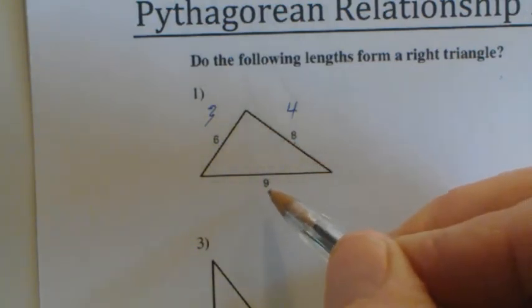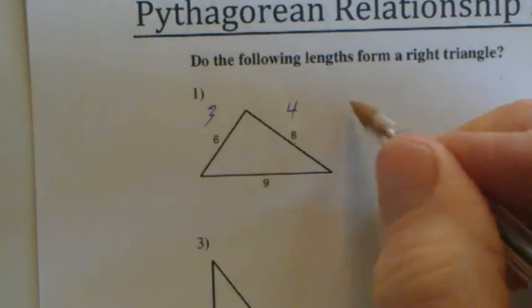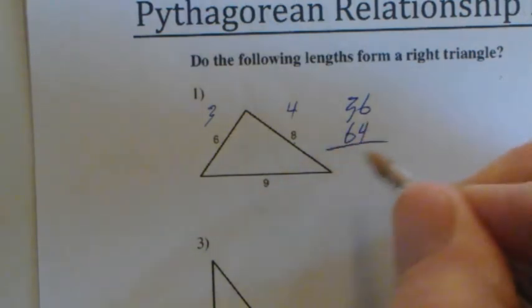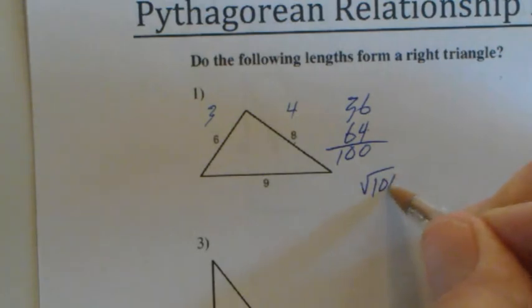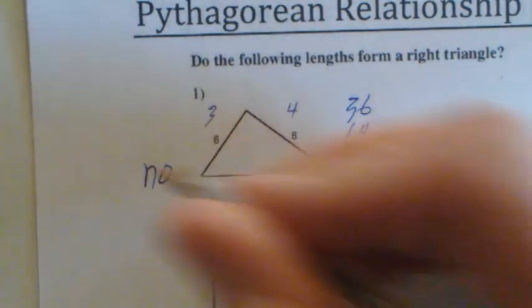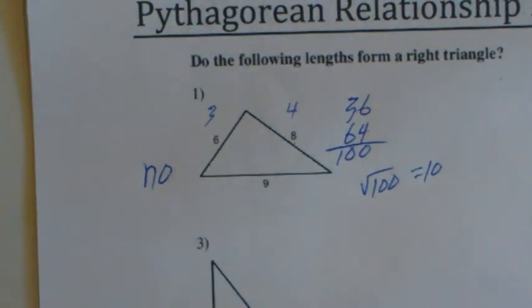5 times 2 is 10. This is 9. Anyway, if you put this in your calculator, 6 squared is 36. 8 squared is 64. You add them, you get 100. The square root of 100 is 10, not 9. So this one is no, not a right triangle. Number 2 over here.